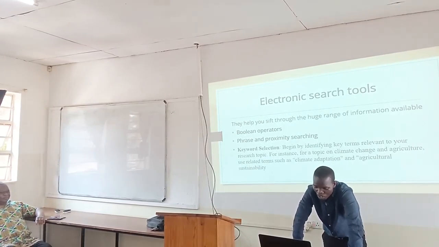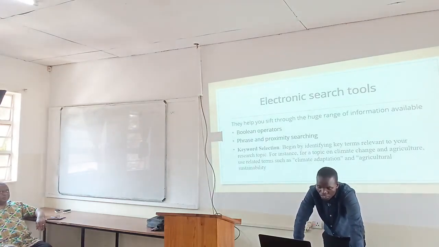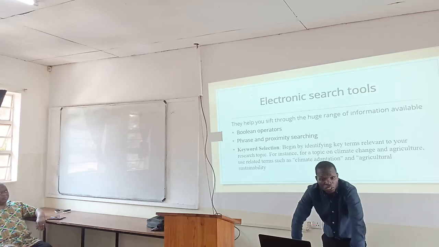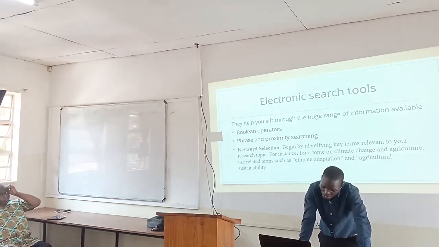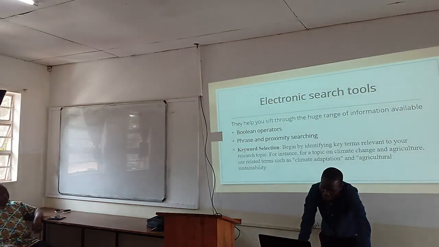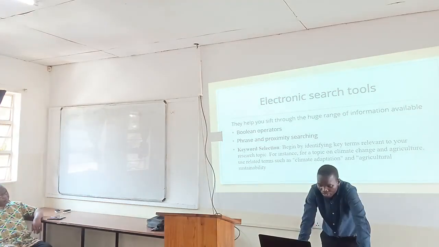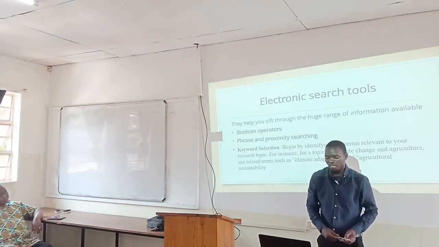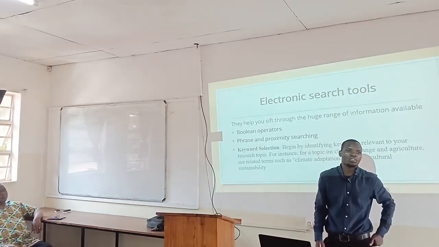All right, we are talking about how we can search for information on the internet, but this time around using what we call electronic search tools. Ten minutes ago, I did mention that there are normally three tools that are used. The first one I mentioned was keyword selection, which I think everyone is now familiar with after the explanation. The other two tools I was talking about are Boolean operators, and phrase and proximity searching. Basically, I'm talking about three tools for how we can best search for information on the internet.